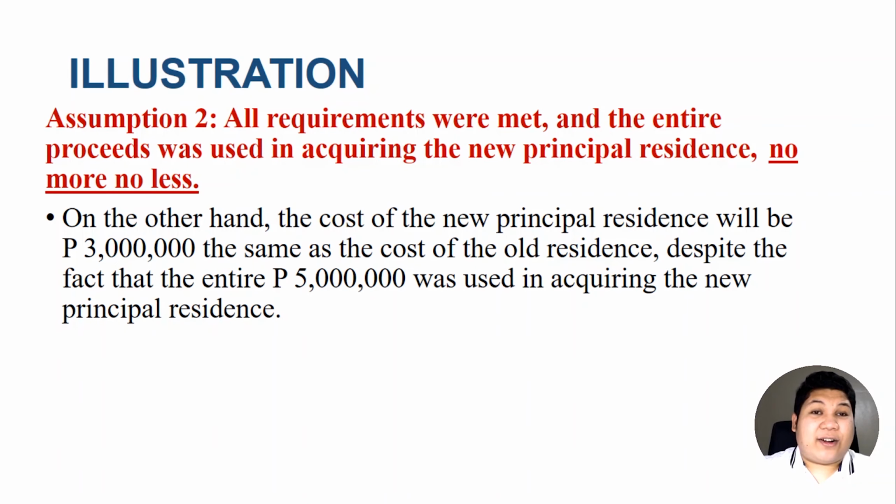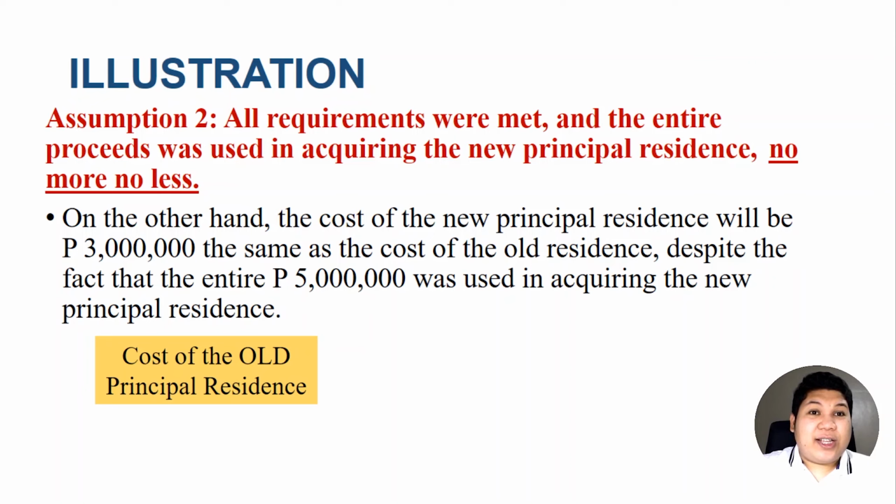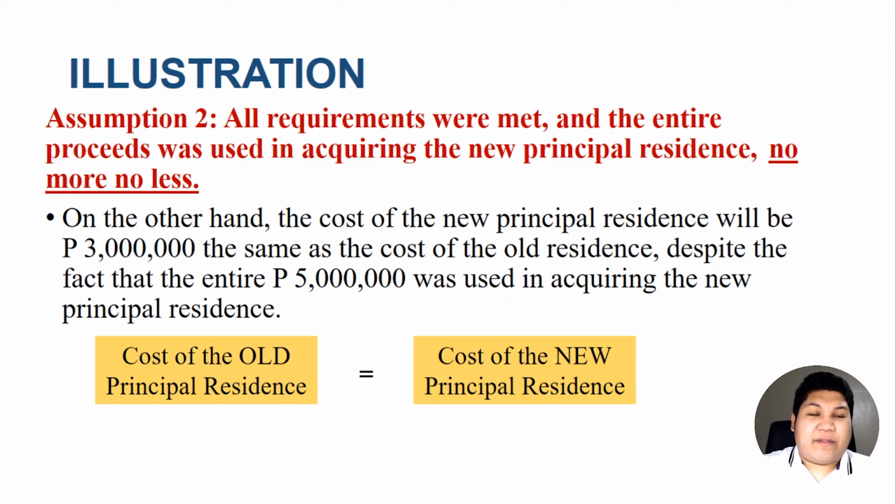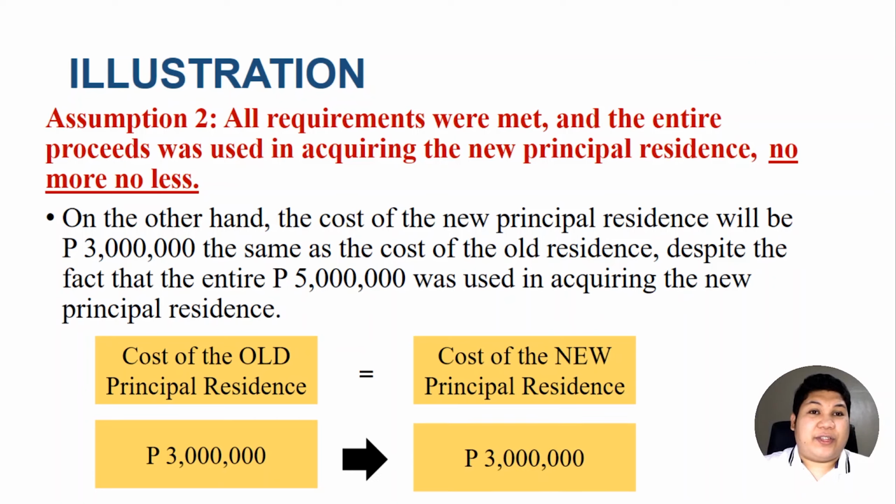On the other hand, the cost of the new principal residence will be 3 million, the same as the cost of the old residence, despite the fact that the entire proceeds of 5 million was used in acquiring the new principal residence. So take note that in this assumption, Napoleon really used the entire 5 million. No more, no less. Even if Napoleon used the entire 5 million pesos, the cost of the new principal residence would still be 3 million, as if there was no sale, as if it was still the old principal residence. Again, the cost of the old principal residence is equal to the cost of the new principal residence, which means if the cost of the old residence is 3 million, the cost of the new residence would still be 3 million.